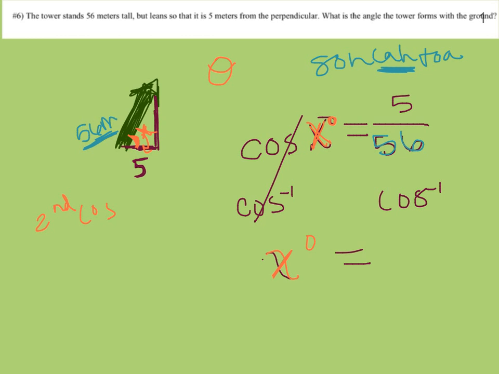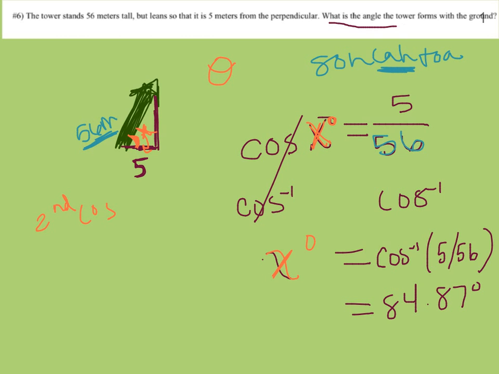The way you're going to type that in your calculator is you're going to do that second cosine, so it looks like this. Parentheses 5 divided by 56. You can close the parentheses if you want. If you have a TI-83, you don't actually have to. And the answer for that will be 84.87 degrees. Now, does it ask us to round? What is the angle? No. So we can just keep it like that. That's the answer.